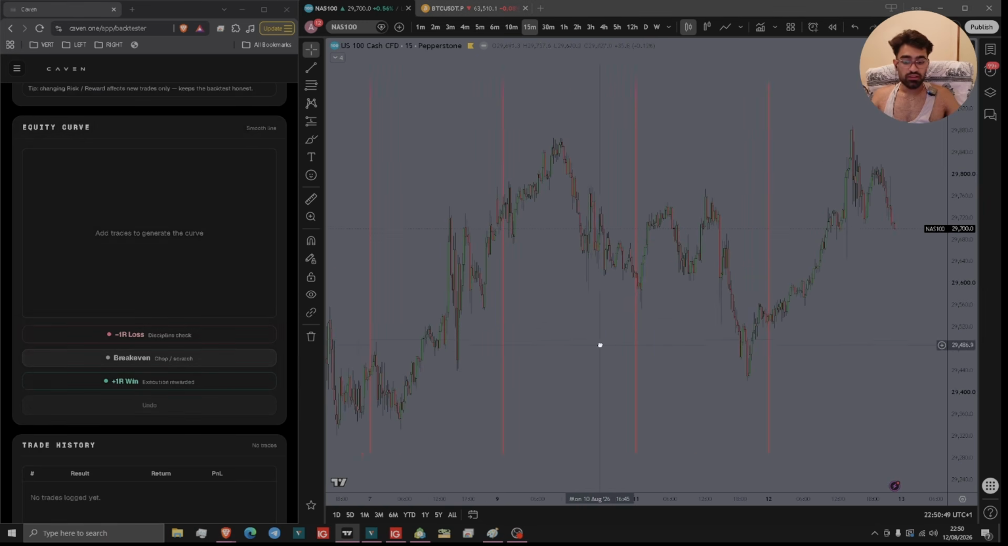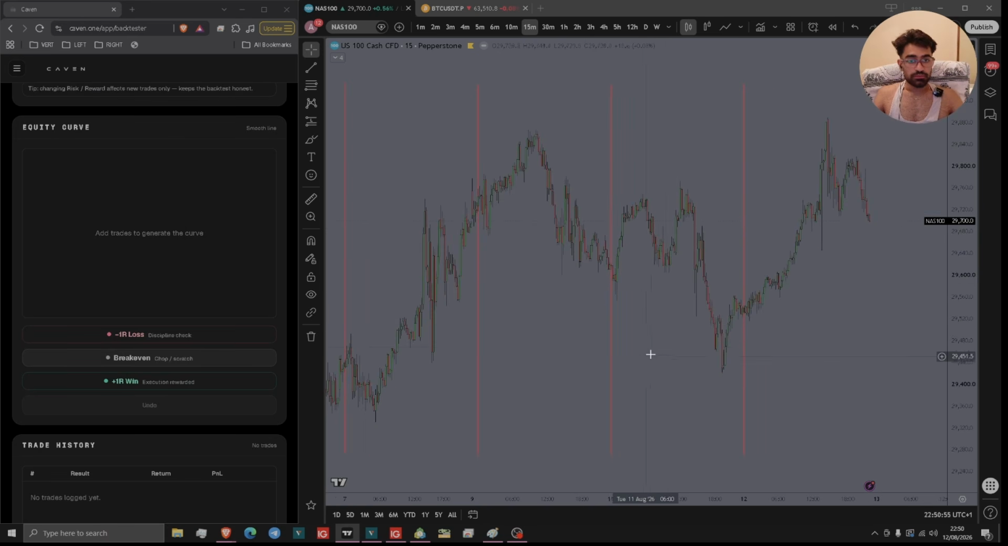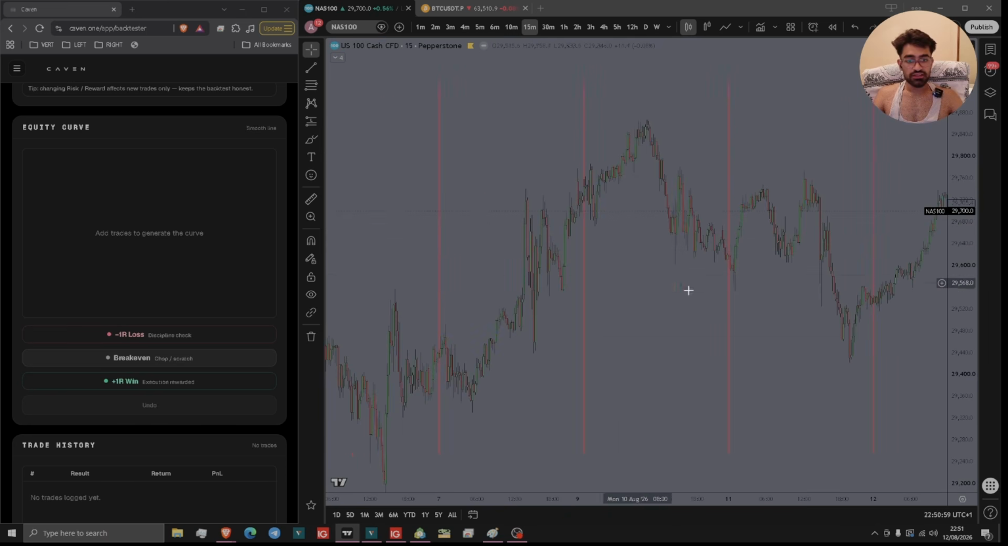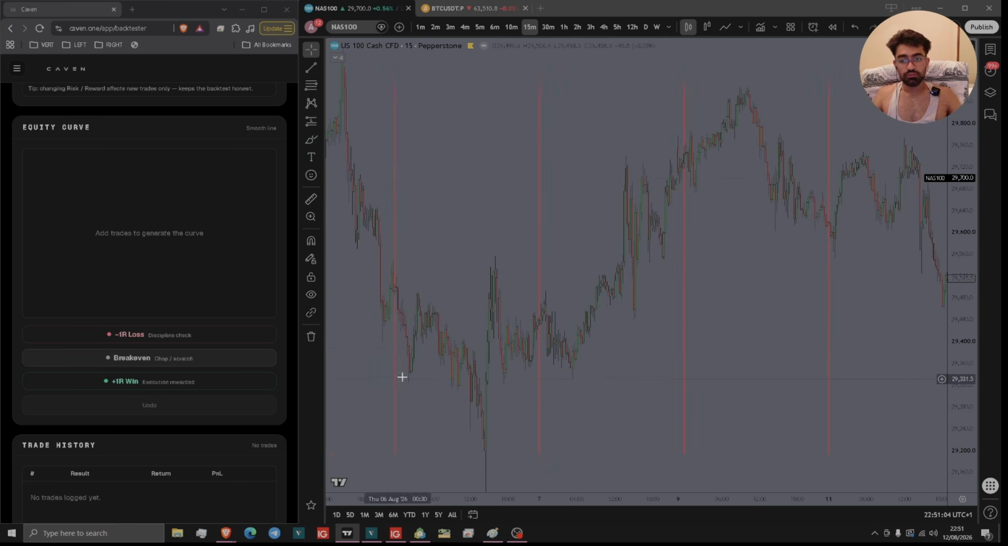So, okay, let me walk you through my mentality, my exact thought process on the chart. What am I looking for? As you can see, I've split the chart into days. That's midnight London time. You can see UTC+1. It's been split into days.